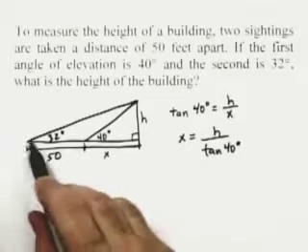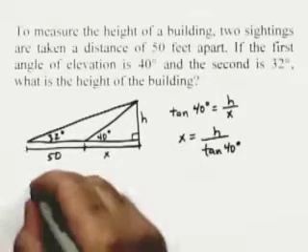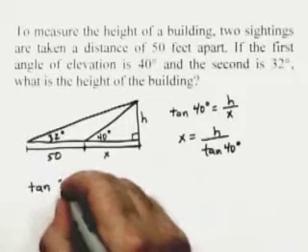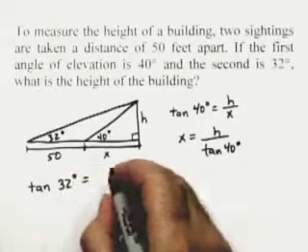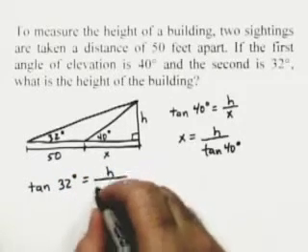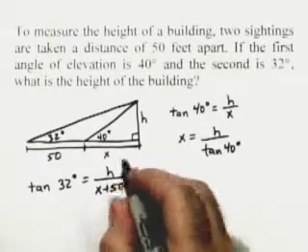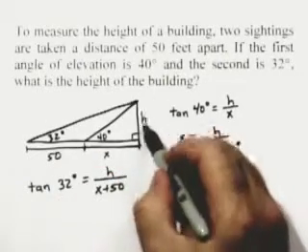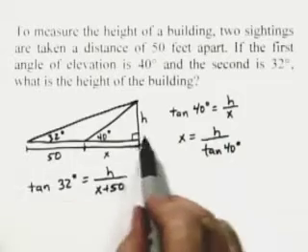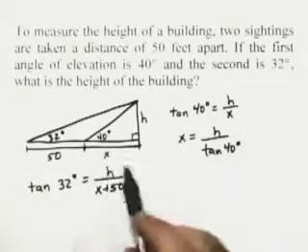Using our second sighting, we get a second right triangle, we can write the tangent of 32 degrees is equal to h over x plus 50. And the tangent will be the opposite side, so h, over the adjacent, that's the entire length, which is x plus 50. At this point, we have two equations that involve both x and h. Our goal is to find the value for h, the height of the building. So we'd like to obtain just a single equation involving h alone.